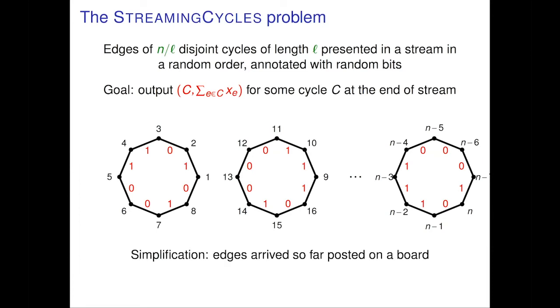Okay. To make this simple, we assume that the edges of the cycles that have arrived so far at every point in time are posted on a board for the streaming algorithm to access. The bits are the objects that one needs to spend space storing.